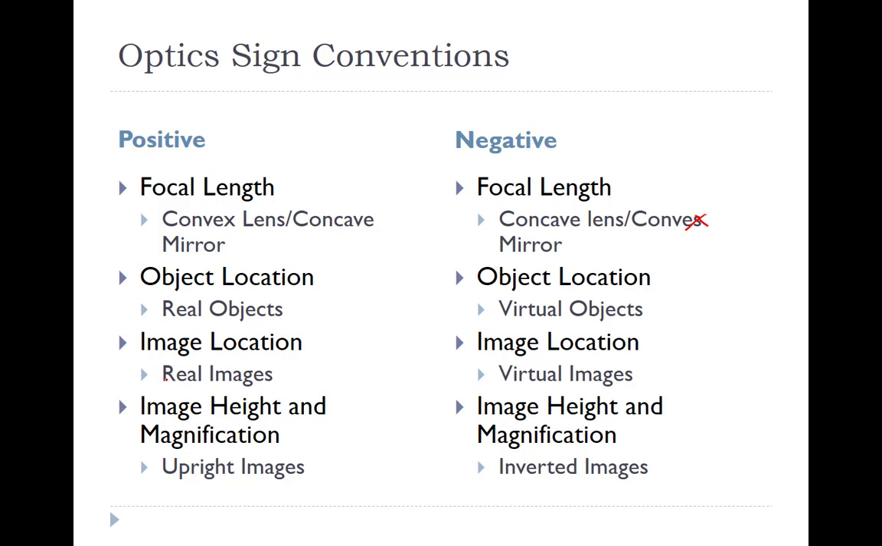Real images always had positive dis. Remember, a real image for a lens is behind the lens because lenses are designed to refract light through the lens, whereas mirrors are designed to reflect. Therefore, a real image for a mirror is on the same side as the object. Similarly, all virtual images had negative values of di. And for both sets of optics, this did not change. Image height and magnification was always positive for upright images and always negative for inverted images.